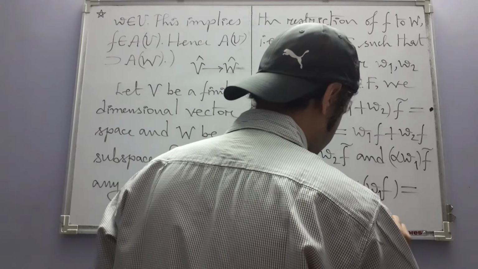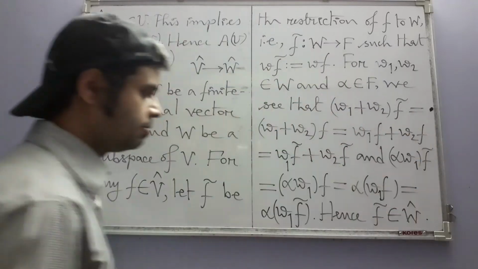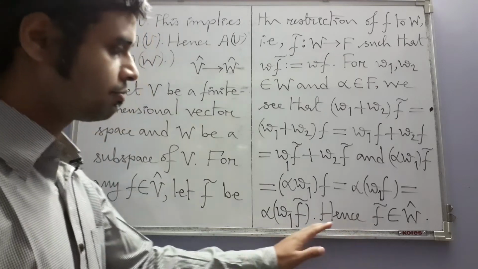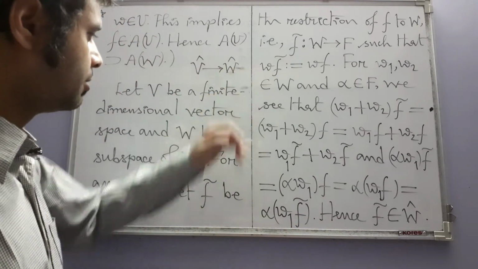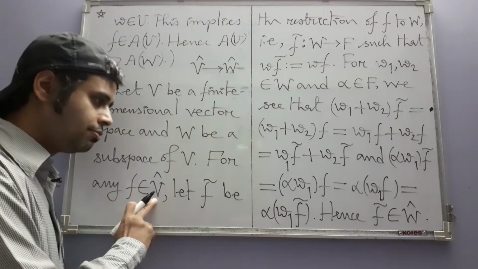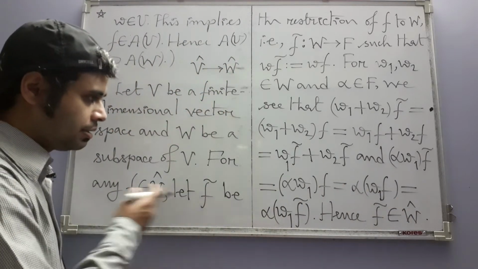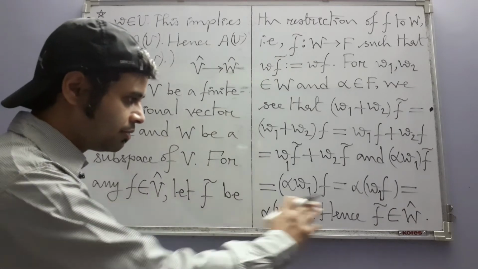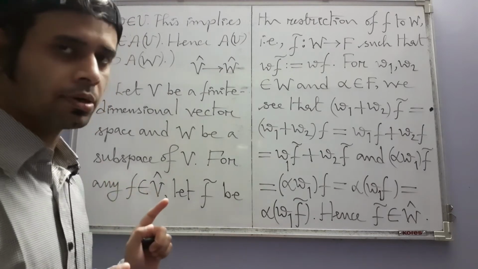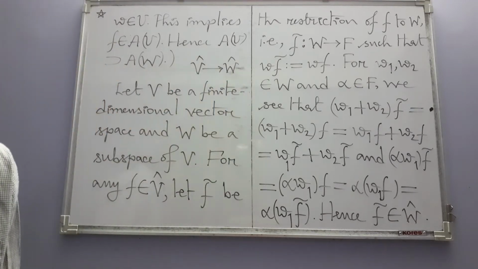Hence f tilde belongs to W hat. So this gives us the idea of how to define a function from V hat to W hat. Because what we have done, you see, we started out by taking an element f in V hat, and now we have got an element f tilde in W hat. And we clearly see what the relationship between f and f tilde is. f tilde is the restriction of f on W. So this will help us set up this map. So let's now do that.